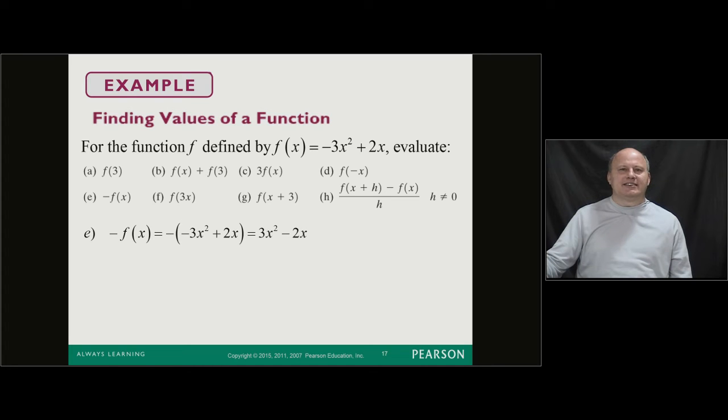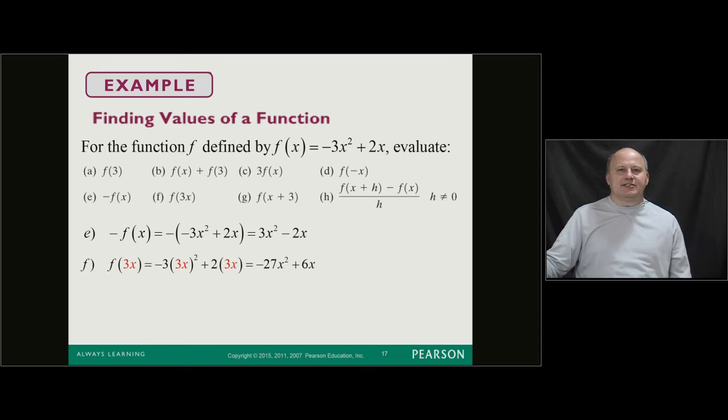3x squared minus 2x. It's not the same. So negative inside and negative on the outside, D and E does not give you the same thing. D is taking the opposite of the input. And then E is taking the function itself and then taking the opposite of the output. And then f of 3x, you are tripling the input.